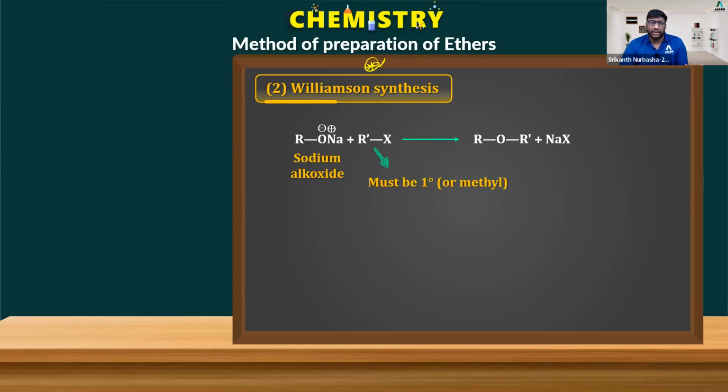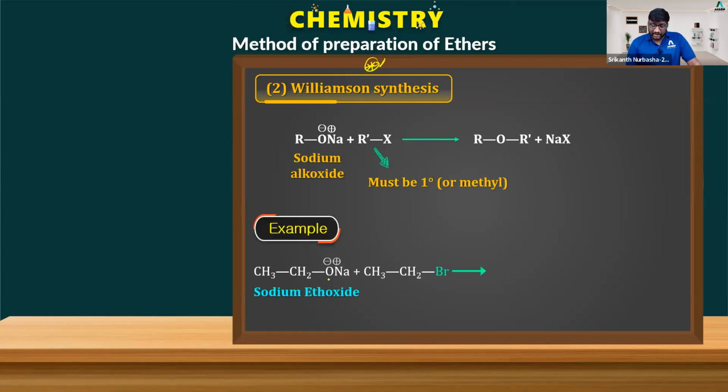So what is going to happen if you take an alkyl halide which is secondary or tertiary? In that case, there is a possibility for the formation of alkene also. If you take tertiary alkyl halide, only alkene is formed. If you take secondary, repulsions are going to be slightly high. So look at the example.